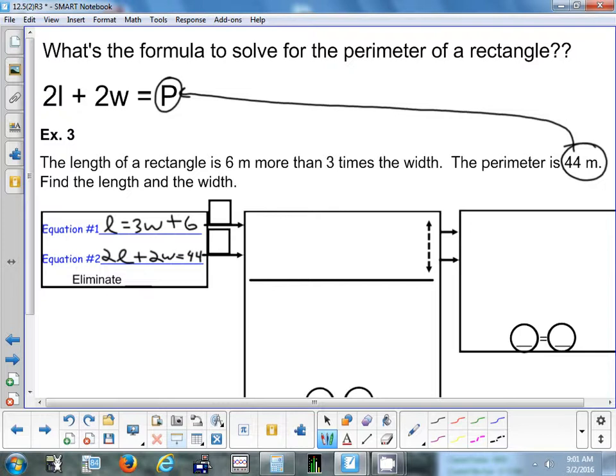All right, now when I get to the second box, I want things already lined up. So I'm just going to write that here. When I get to this box, I don't want to have things in different columns. So what I'm going to do is some work below to line things up.